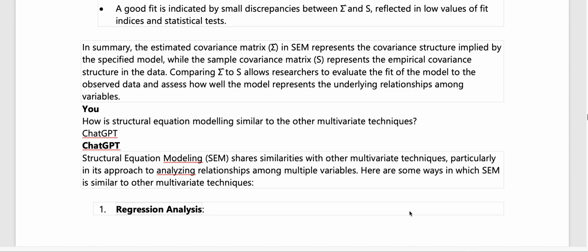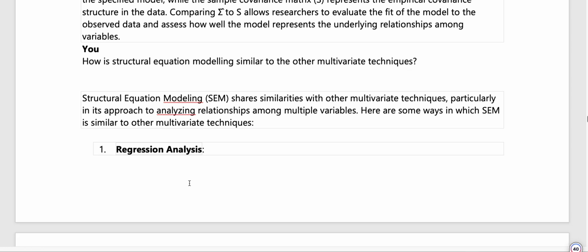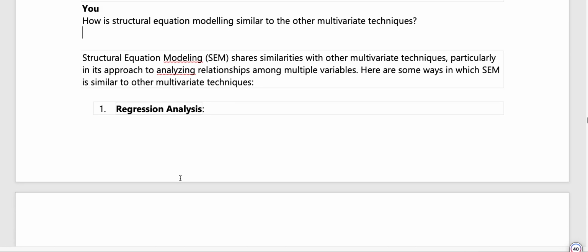How is structural equation modeling similar to other multivariate techniques? If we talk about this, this article I have taken from online. Structural equation modeling shares similarities with other multivariate techniques, particularly in the approach to analyzing relationships among multiple variables. Here are some ways in which it is similar to the multivariate techniques.